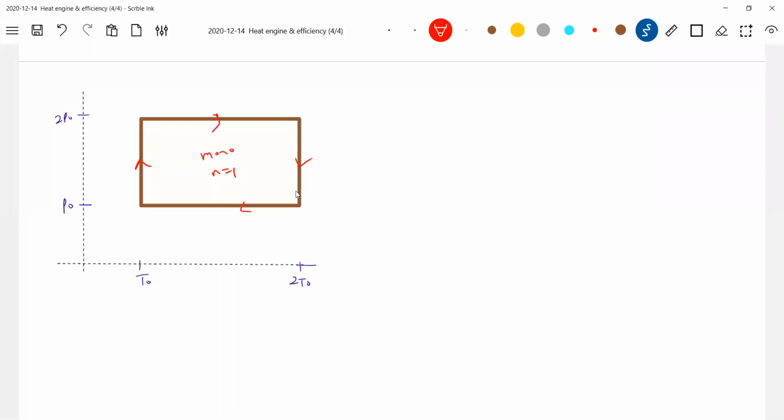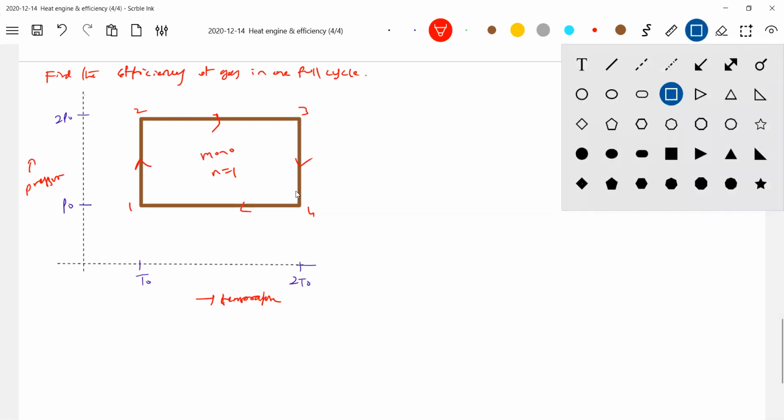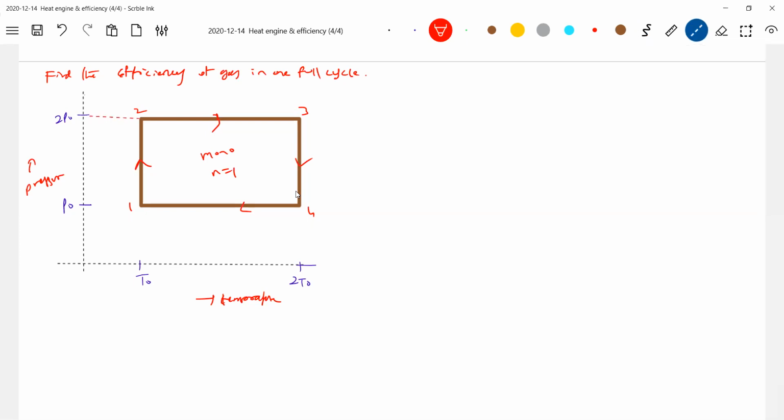Same monoatomic gas, 1 mole. To make things very simple, we have to calculate efficiency and plot equivalent graphs. Find efficiency in one full cycle, and we have to plot equivalent graphs. So there's a temperature, there's a pressure. This will be very important for students, like what formula you should prefer.